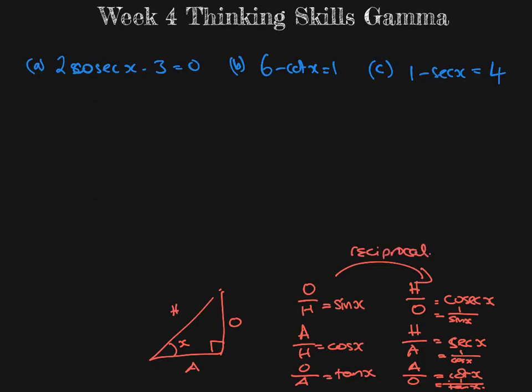And to remember which is which, look at the third letter. So the third letter of cosec is S, and the first letter of sine is S. Third letter of sec is C, first letter C. Third letter T, first letter T.